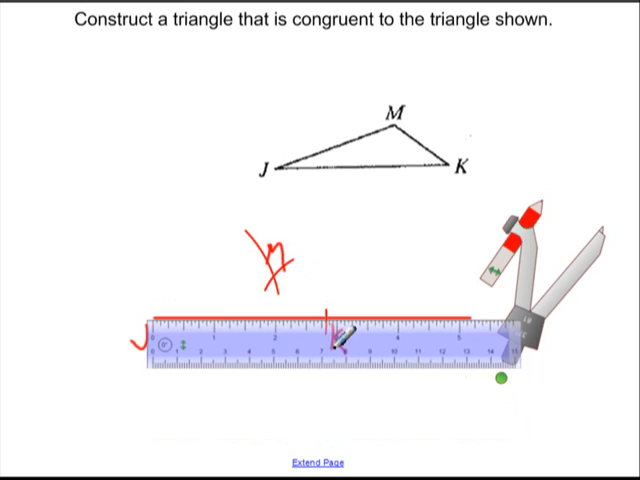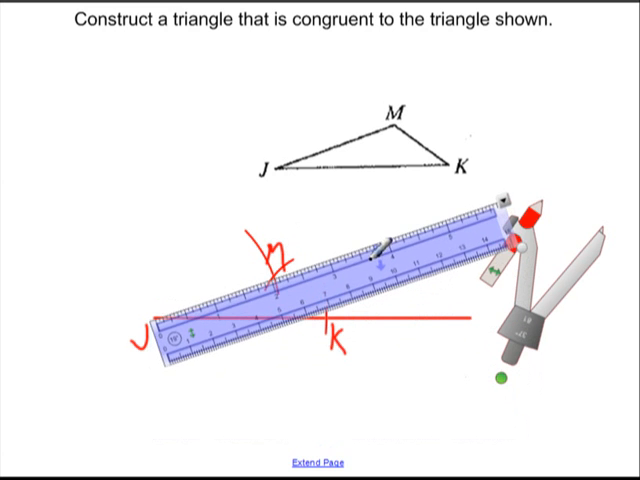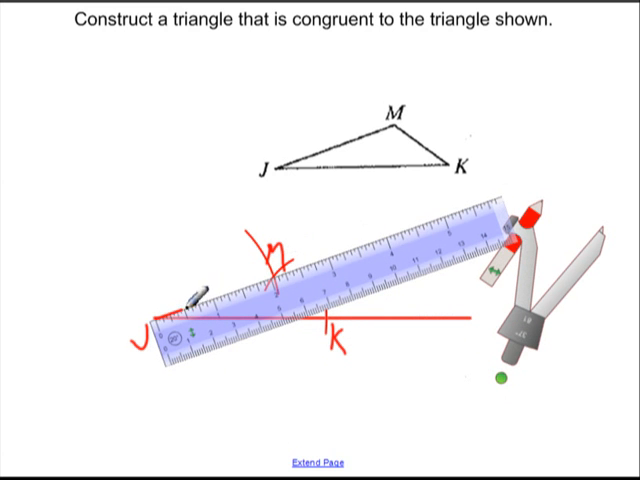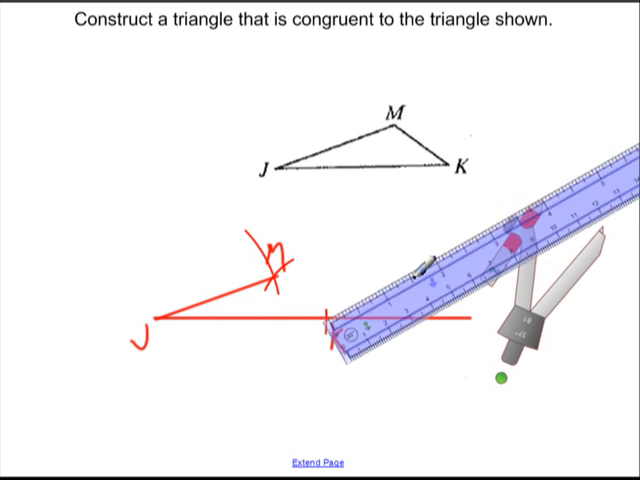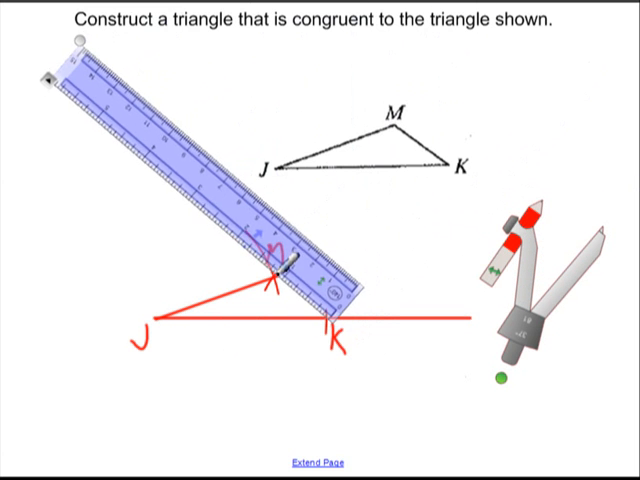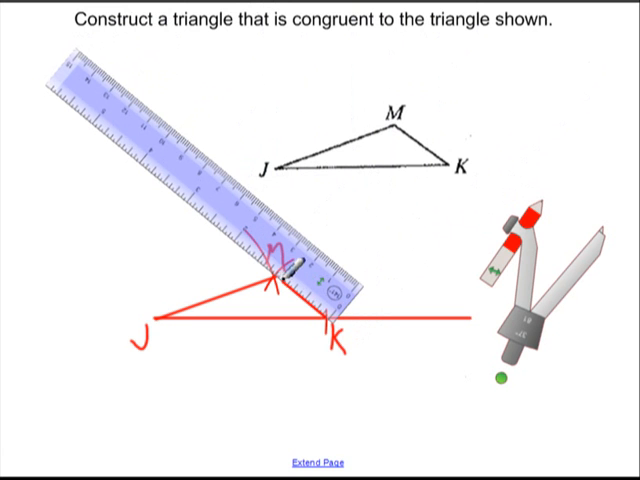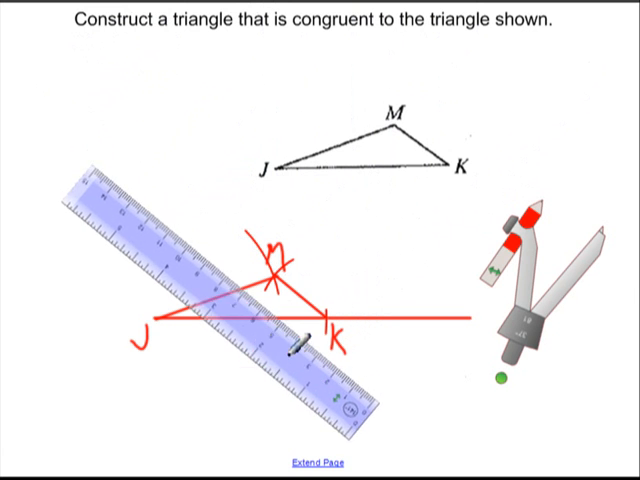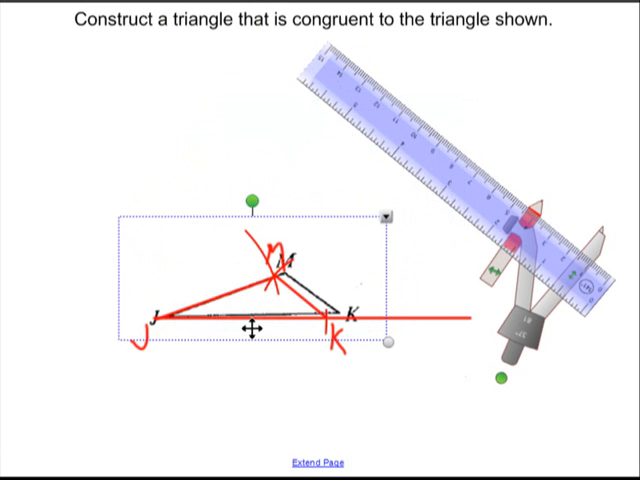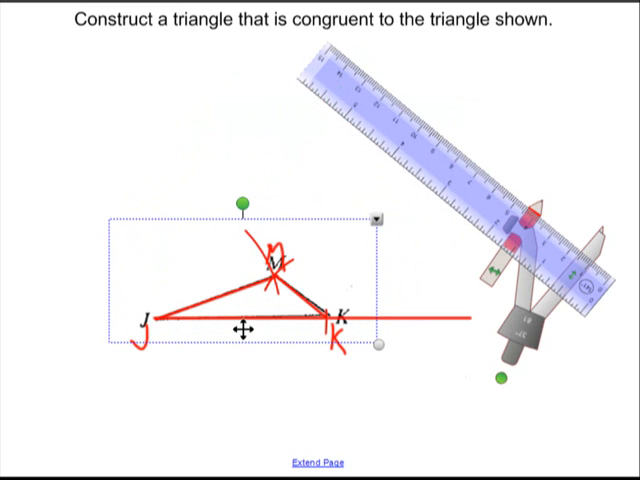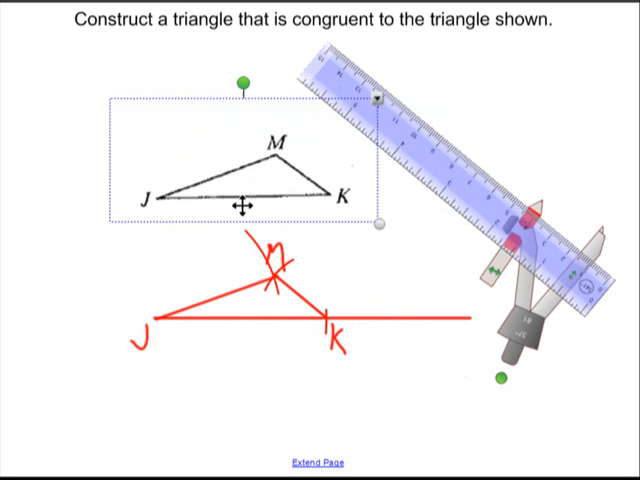And if we go ahead and draw segment JM, and then also draw segment KM, we've got our triangle, and there it is. And it did a pretty good job. It's not perfect. I can take this and put it over and see. Yeah, it's pretty good. It's a pretty good copy.